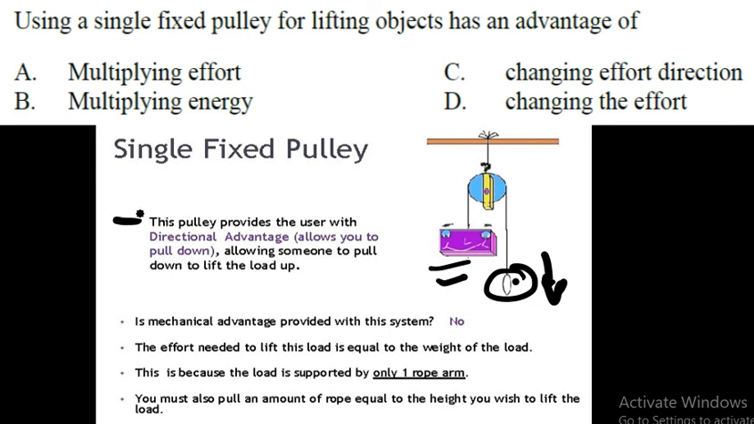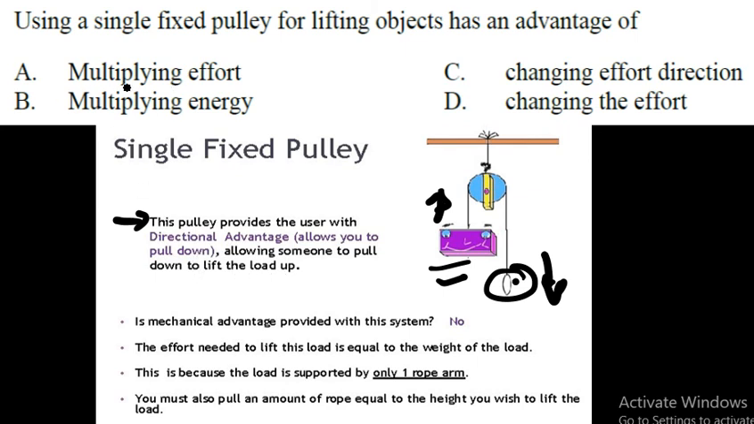So as you see in the statement, this pulley provides the user with directional advantage. Only directional advantage. This object can be raised up. You are standing on the ground and you are just pulling down, but the object is moving up. So your effort is changing. There will be an effort downward here, letting the load move upward. So there is a directional advantage, allowing someone to pull down to lift the load up.